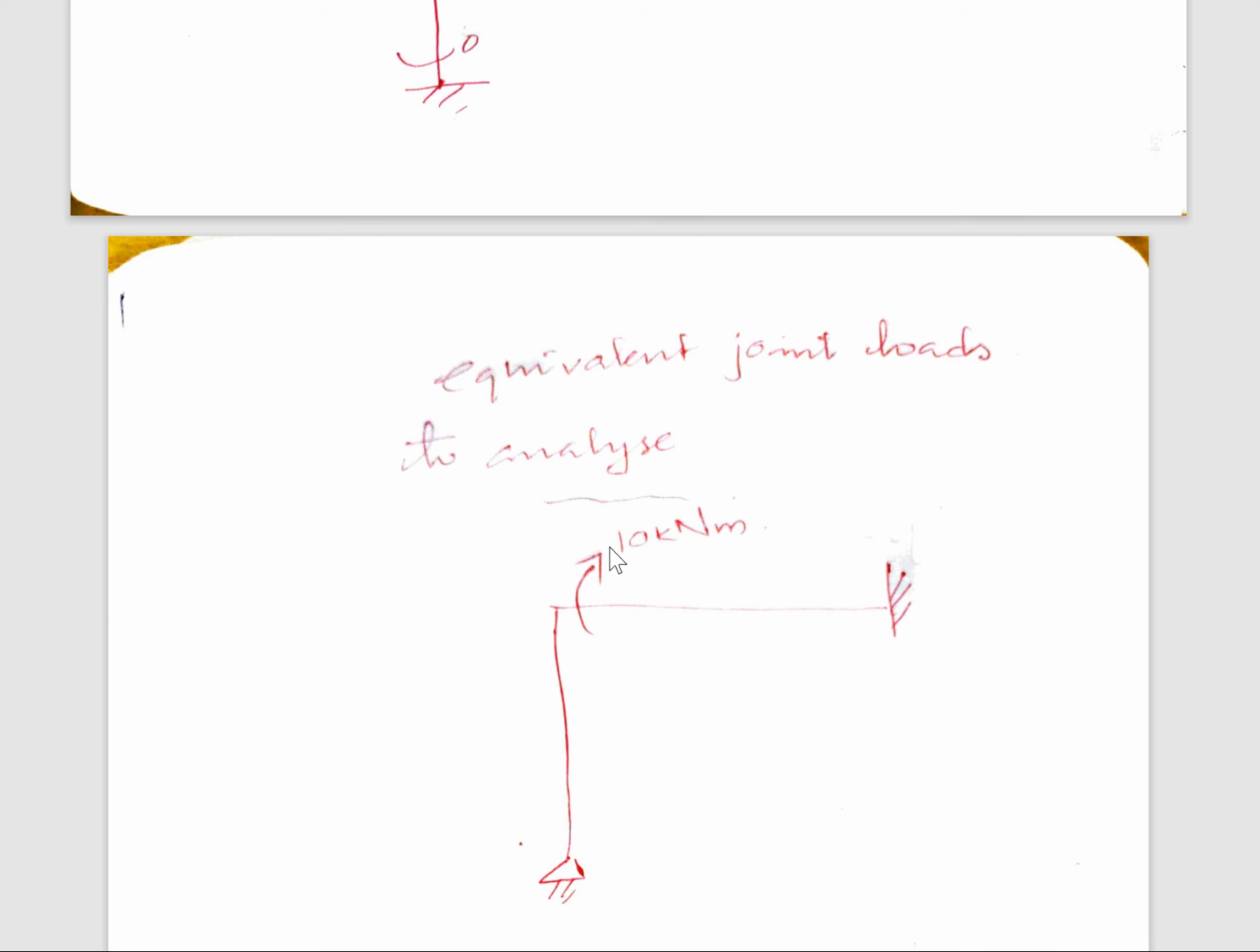So at joint B we have 10 kilonewton meter, a moment acting in the clockwise direction, because the fixed end moment was anti-clockwise. So the equivalent joint load acts exactly opposite. So it is clockwise 10 kilonewton meter at joint B.